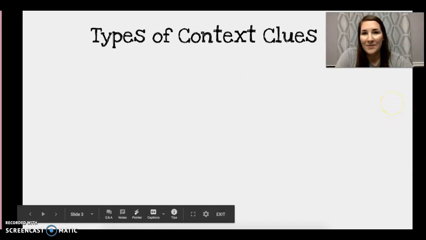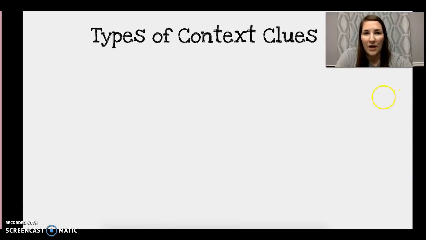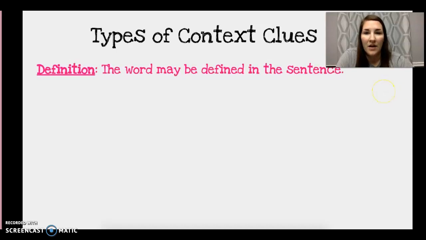So there's different types of context clues that we'll be looking for, and we'll have examples of each of those in the rest of the video. So one type of context clue would be a definition. This is where the word may be defined in the sentence. It might just say exactly what it is in the sentence.